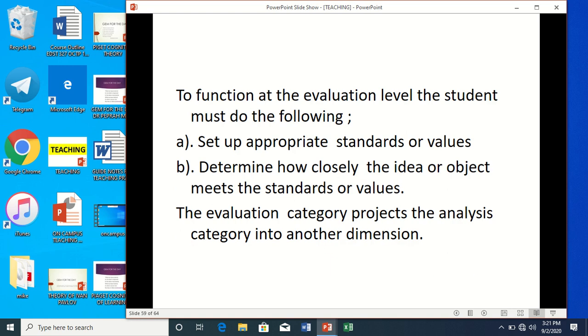So to function at the evaluation level, the student must do the following. One, the student must be able to set up appropriate standards or values. Two, determine how closely the idea or object meets the standard or the value. And so the evaluation category will project the analysis category into another glorious dimension, because the children can now set standards for themselves. That is why they are setting for themselves. You, the teacher, have been able to do that because you are evaluating.